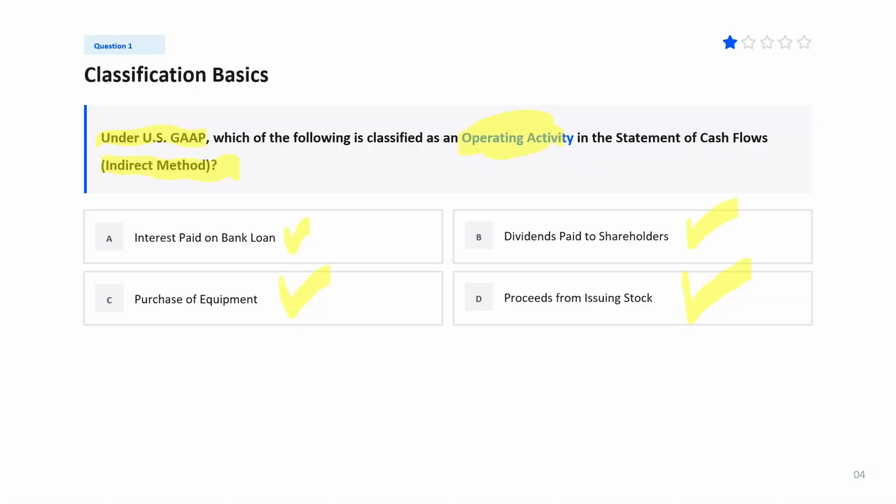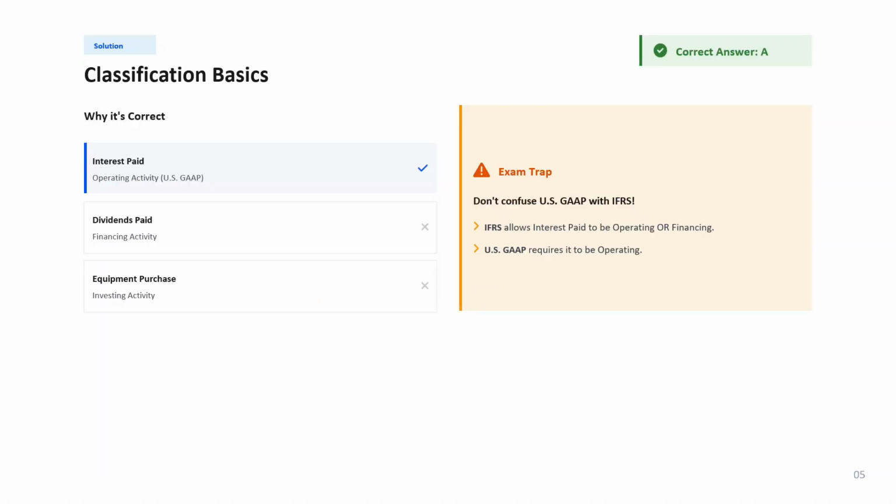Okay, so if you are ready, here the correct answer is A, which is the interest paid on a bank loan. And here is the key takeaway. Under the US GAAP, interest paid is always classified as an operating activity. So this is a critical distinction you must memorize here. On the other hand, dividends paid is a financing activity because it deals with returning capital to our shareholders.